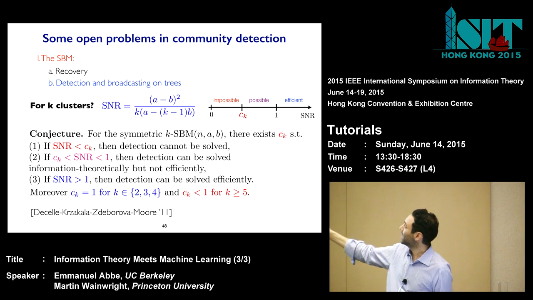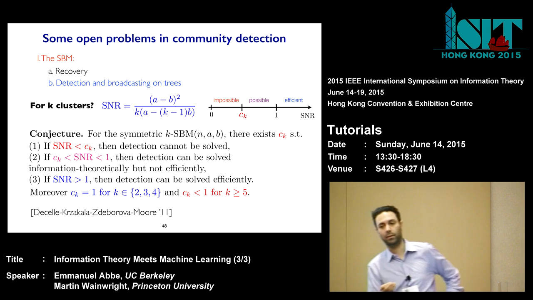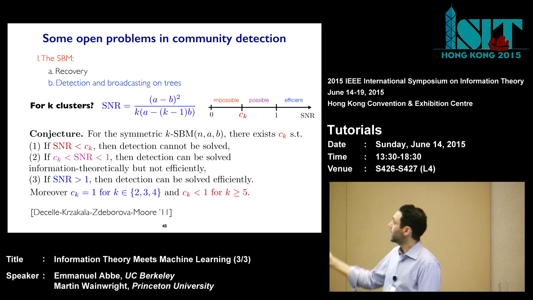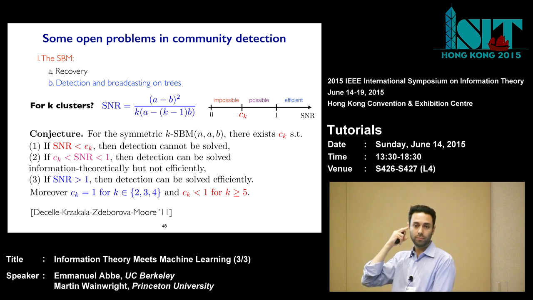If the SNR is less than 1, it's possible to reconstruct. But there's another constant Ck, for which if you go between Ck and 1, it's only possible informationally but not efficiently. But this gap, this computational barrier, seems to happen only when you have 5 or more communities. Up to 4, it seems like Ck is equal to 1.